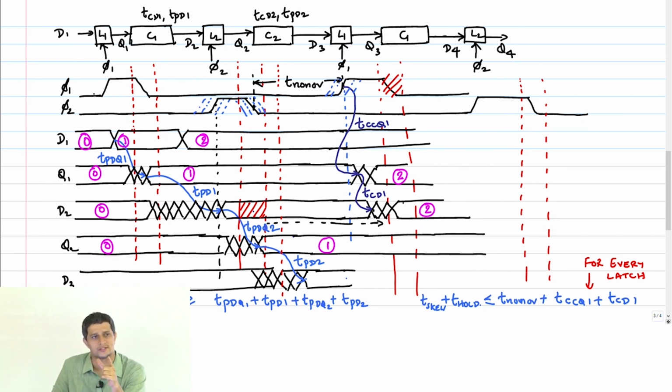I'll leave you with a question. Come back on Monday thinking about it. A flop is made up of two latches, back to back latches. If I split the latches, I'm getting three constraints. If I combine the latches and make it back to back, I'm getting only two constraints. Where did that third constraint go? Okay, think about it and come back.